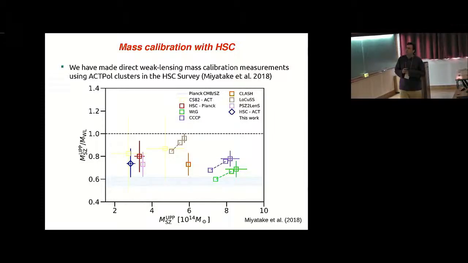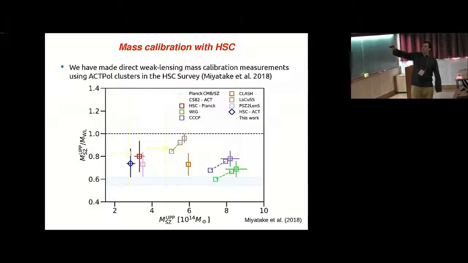So this is just the final result, as it were. It's a stack of 8 clusters and an 11 sigma detection of stacked weak lensing. And this is the result compared to lots of different things in the literature. You can see we've got a fairly chunky sized error bar here, but this is fairly consistent with what other people have found.